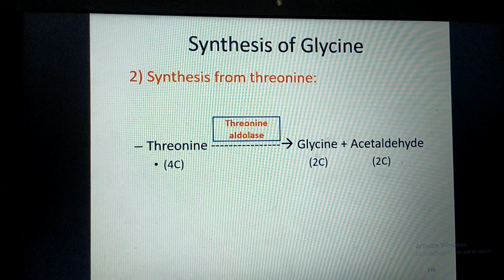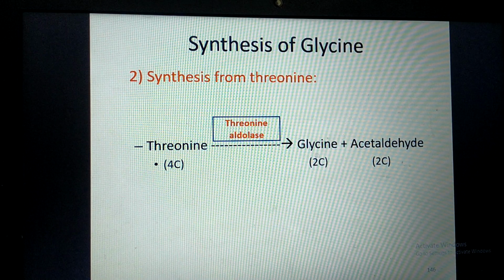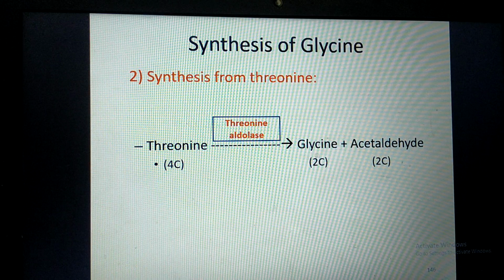So this is the synthesis of glycine from threonine, where the enzyme threonine aldolase acts on the threonine amino acid, which has 4 carbons, and breaks it into two compounds. First is glycine and second is acetaldehyde. Each has 2 carbon atoms.